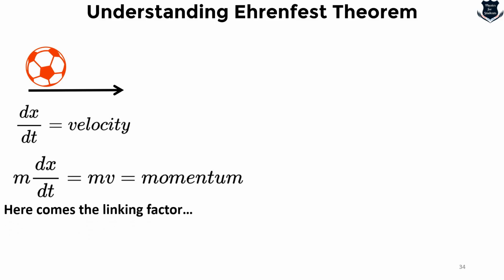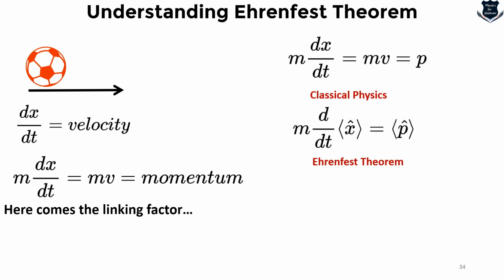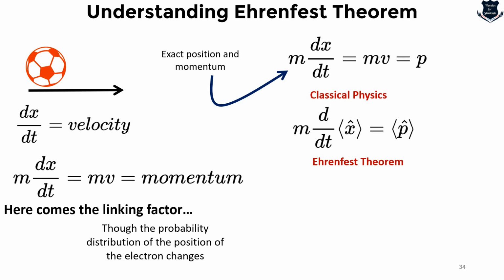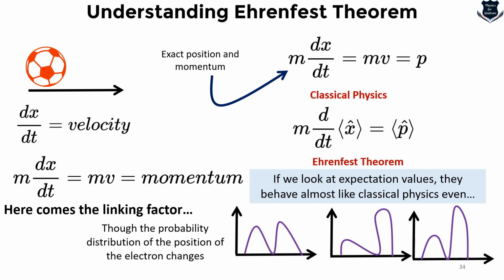Now in the Ehrenfest theorem, here comes the linking factor. In classical physics, we got the momentum part, and you see in the Ehrenfest theorem, it is the same. In the Ehrenfest theorem, we deal with what are called expectation values, where in classical physics, we already know specifically this is the position and the momentum. But the good part is that although quantum physics is weird and probabilistic, when you look at the expectation values, it actually behaves almost like classical physics. Though the probability distribution changes something like this up and down, that doesn't matter. What the Ehrenfest theorem tells us is that if you look at expectation values, they behave almost like classical physics.